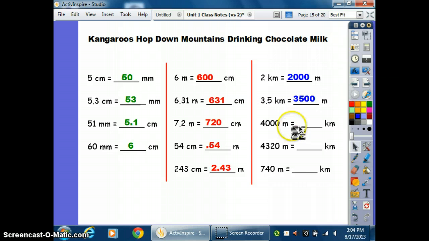Okay, now we want to move from meters to kilometers. The decimal point's here. 1, 2, 3. Just be 4. Again, 3. 1, 2, 3. This time 4.32. You always can drop trailing zeros, okay? And then the next one would be 0.74. Thank you.